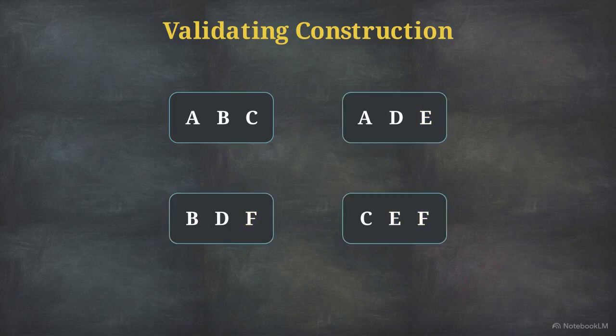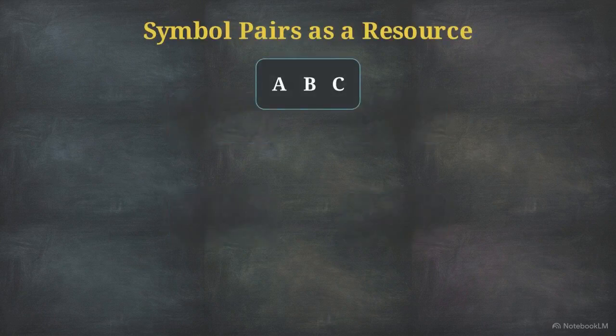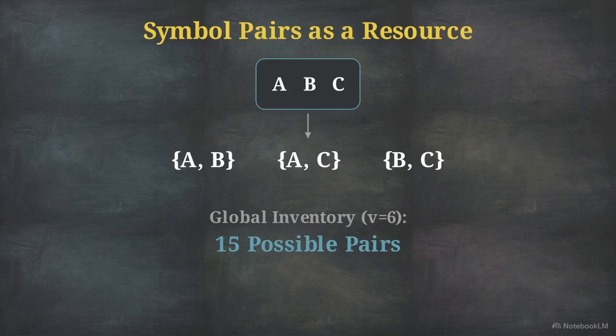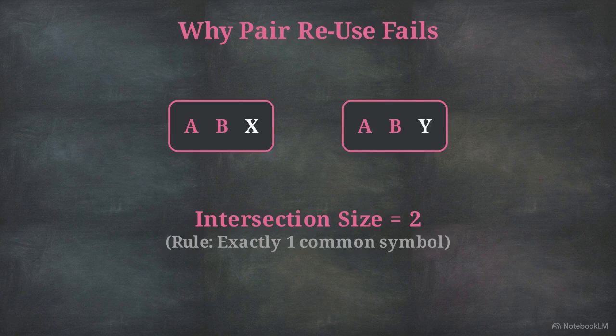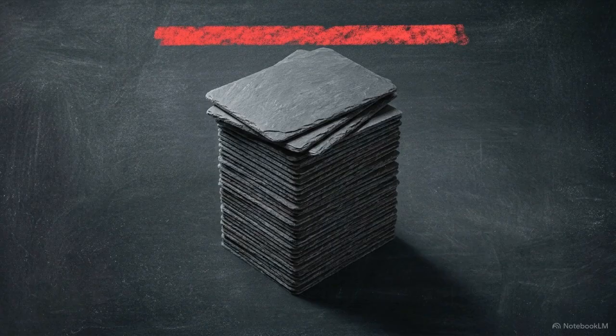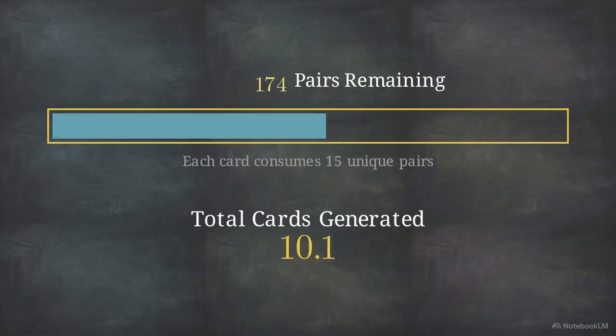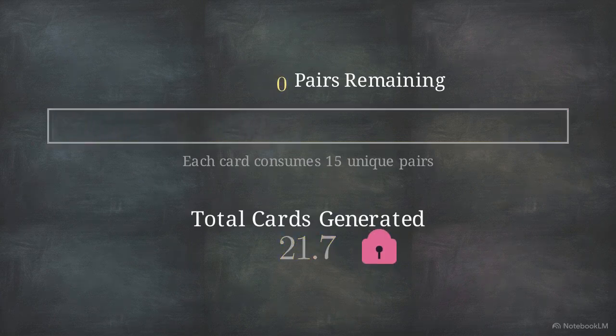There is a constant tension between the physical space on a card and the total pool of symbol pairs available to draw from. This is a foundational principle of combinatorial design. Any specific pair of symbols, like A and B, can exist together on at most 1 card. If they appear together on 2 different cards, those 2 cards would share at least 2 symbols, violating our core rule. Because pair reuse is strictly forbidden, the absolute maximum number of cards you can create is dictated by how fast your deck burns through every available pair in the alphabet.